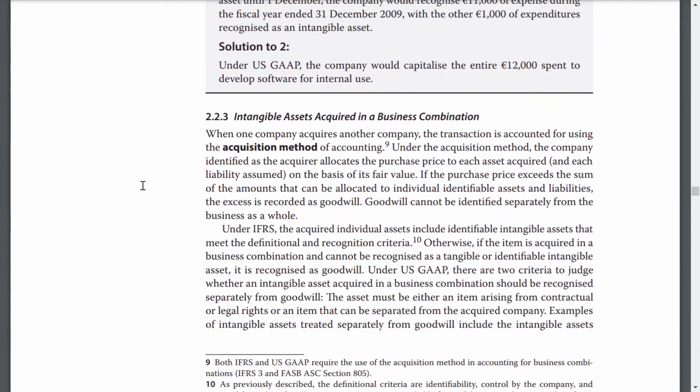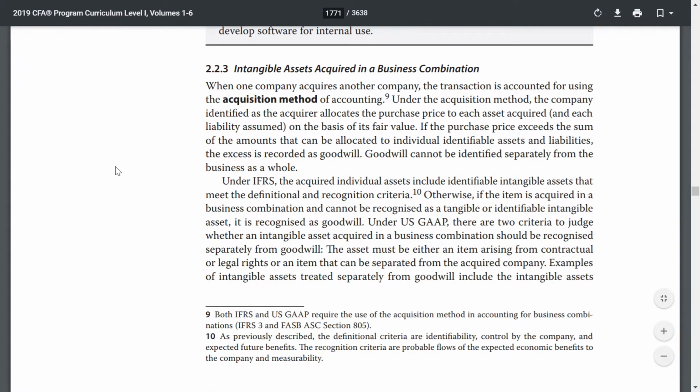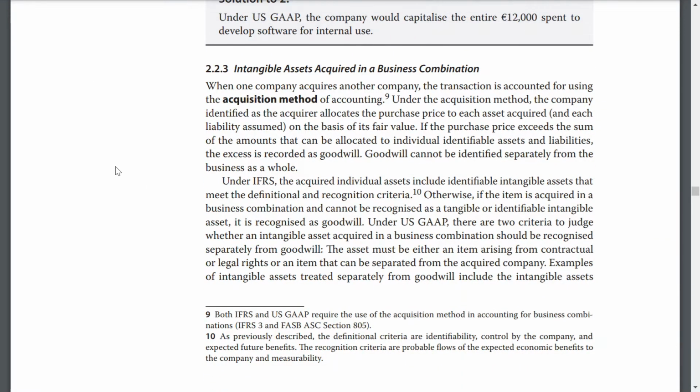Intangible asset acquisitions in a business combination. When one company acquires another company, the transaction is accounted for using the acquisition method of accounting. Under the acquisition method, the company identifies the acquirer and allocates the purchase price to each asset acquired on the basis of fair value. If the purchase price exceeds the sum of the amounts that can be allocated to individual identifiable assets and liabilities, the excess is recorded as goodwill.